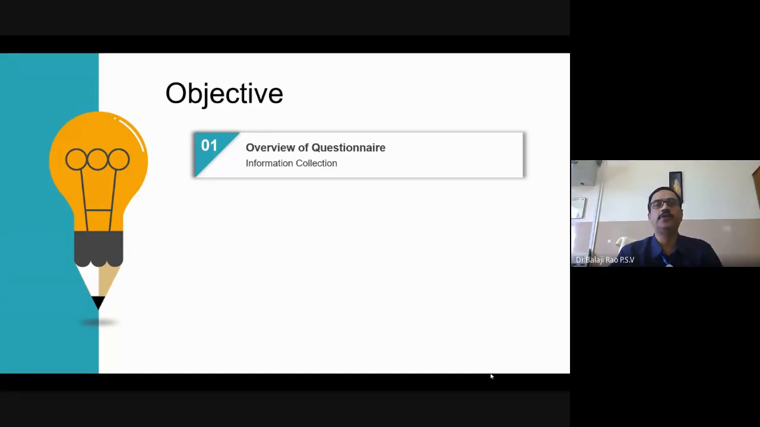The learning objectives are that initially I'll go with an overall view of a questionnaire and what the components in it are.